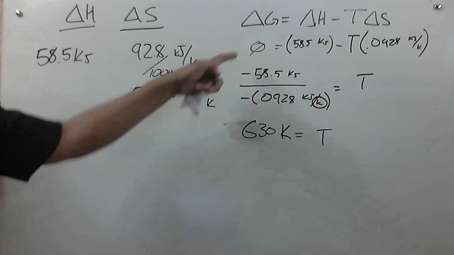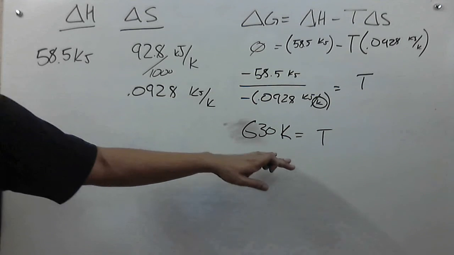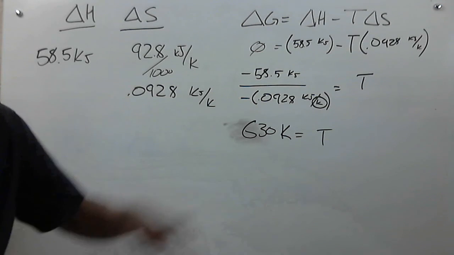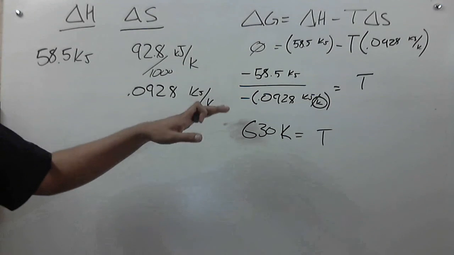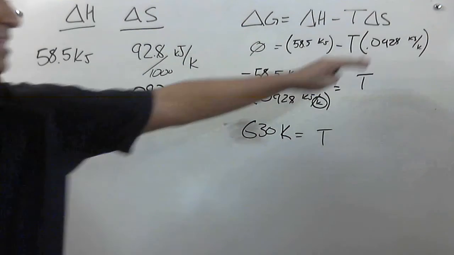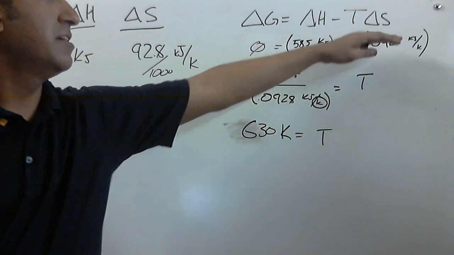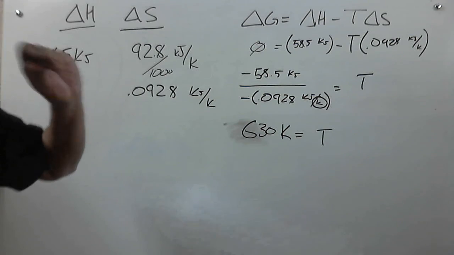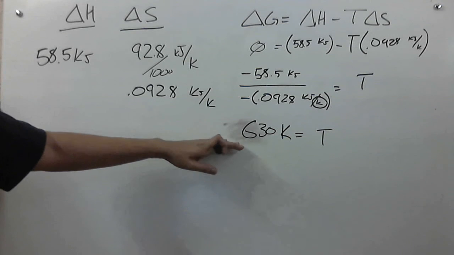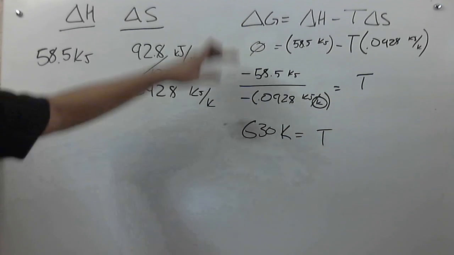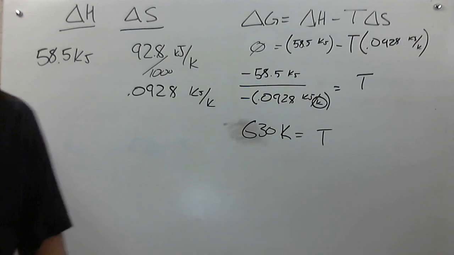So when my delta G is 0, my temperature is this. So anyway, if my temperature goes up, I'm going to make this a little bit more negative. That means I'm going to be just slightly negative on my delta G. So any temperature above this is going to make this delta G negative. All right, let's go to the next problem.